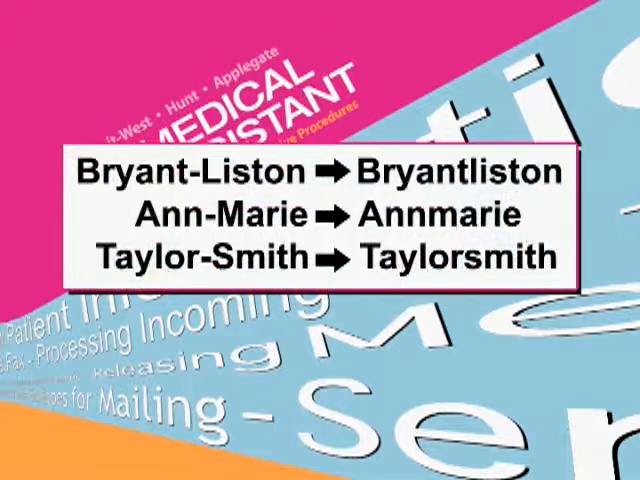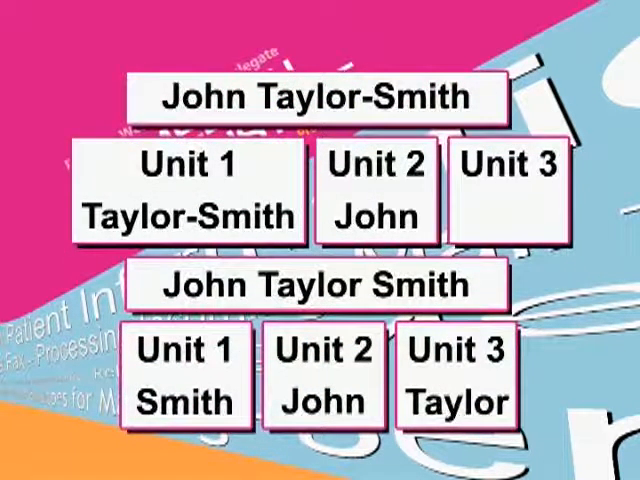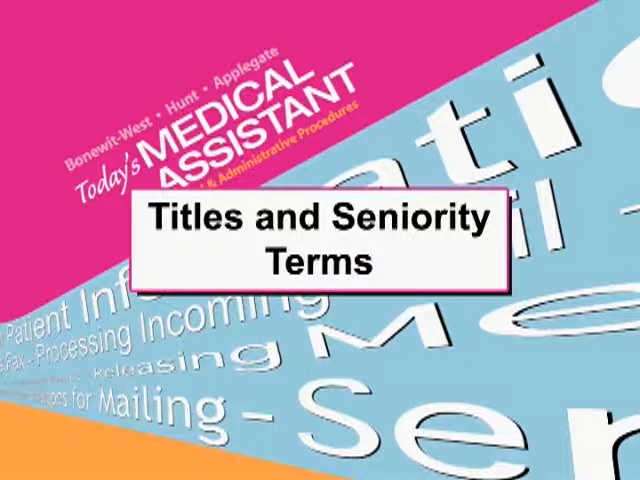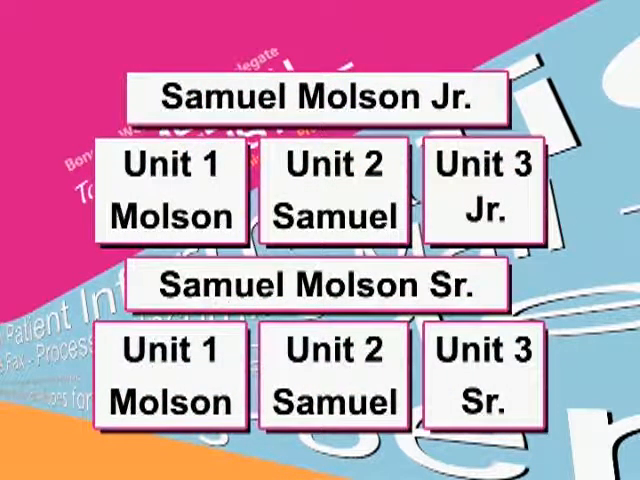Hyphenation. Hyphenated names are indexed as one unit, whether first names, last names, or names of children using both parents' last names. If the same name is written as 2 words, it is indexed as 2 units. Titles and seniority terms. Disregard titles unless the complete name is not given or unless they are necessary to distinguish between 2 individuals with the exact same name. Seniority terms, such as junior and senior, may be indexed as the last unit.